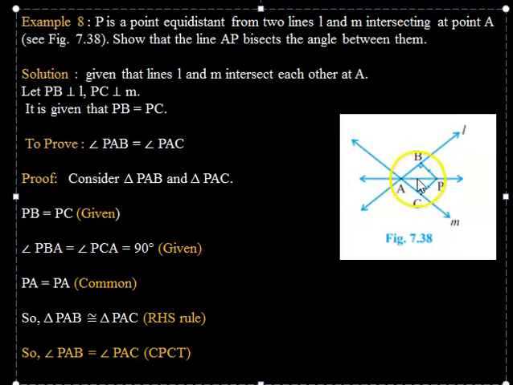Opposite to the 90 degree angle is called the hypotenuse. So in both triangles, what are all equal? One right angle is equal, the hypotenuse is equal, and one of the sides is equal. What is the criterion we are using? We are using the RHS rule. By the RHS rule, the triangles PAB and PAC are congruent. If two triangles are congruent, by CPCT the other parts are equal. Then obviously angle PAB will be equal to PAC. If these two angles are equal, what does it mean? AP is bisecting angle A, or the angle between the lines L and M.